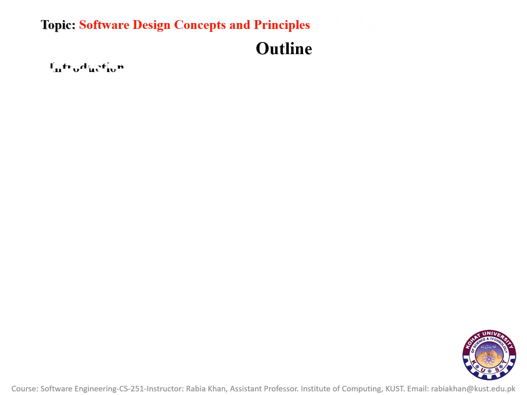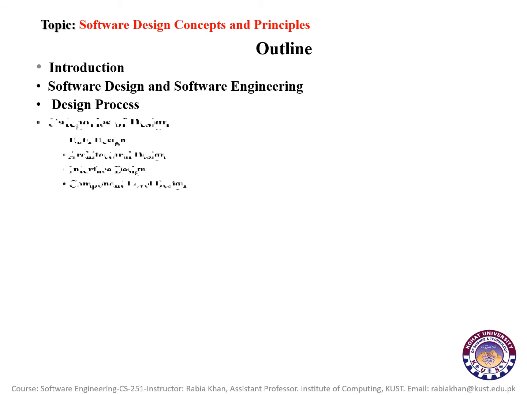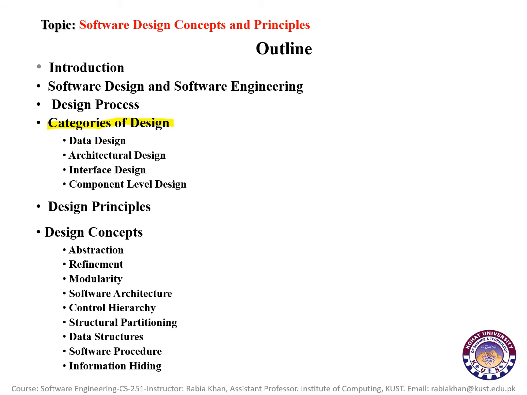In today's discussion, we are going to discuss now different design subcategories. As we had already said, the design phase has been divided into 4 sub-design phases, in which we have to develop 4 different types of designs: data design, architectural design, interface design, and component level design. So in today's discussion, we are going to discuss these subcategories of the design phase.